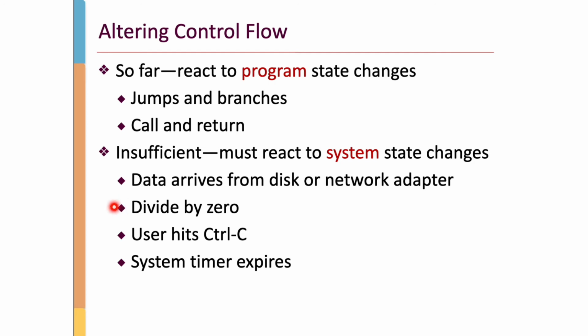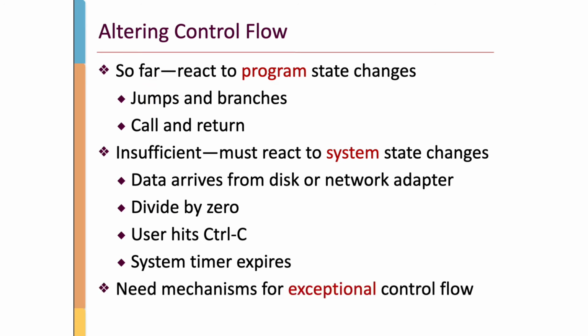exceptional conditions caused by invalid operations. If we try to divide by 0, the processor is going to freak out and say, hey, we got a bogus operation going on here. We need to do something about that. If you're working at a console in a terminal and you hit the Control-C character, that actually causes a signal to be sent to your program to tell it that it's supposed to stop running. Or if the timer expires, for example, in the system with an alarm call. So we have both program state changes and system state changes, and we want to be able to react to the latter as well as the former. So we need to have some mechanisms in place that implement that exceptional control flow.